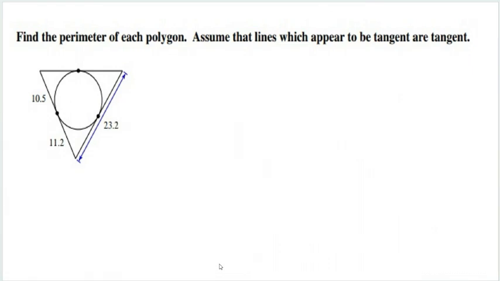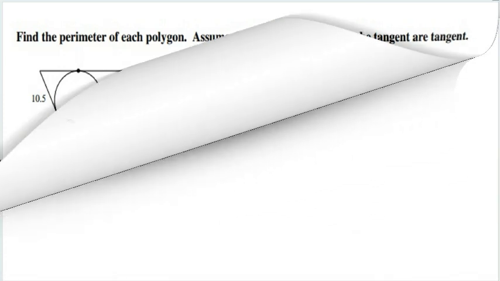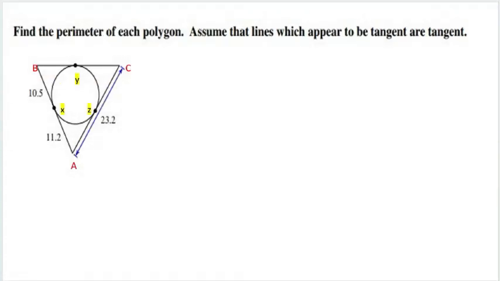So let's take a look at this problem. The goal here is to find the perimeter of the polygon, which in this case is a triangle. So the first thing I want to do is label the triangle. Okay, so the triangle is labeled with A, B, C, and the circle tangent points are X, Y, and Z. The goal is to find what the line segment BC is and add it to the other line segments, AB and AC. So AB is equal to 21.7.